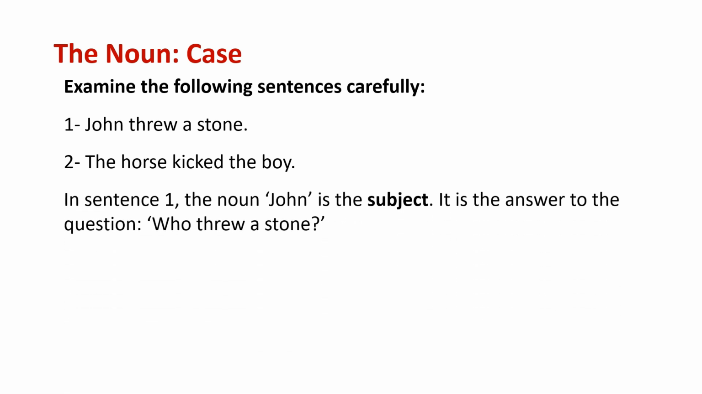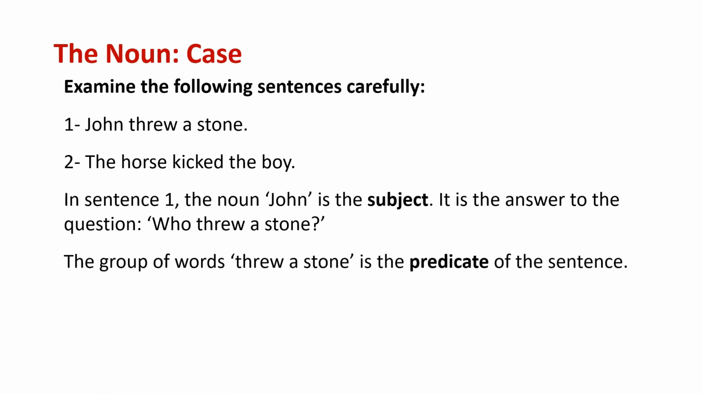Now, you remember what a subject is and what a predicate is. In sentence 1, the noun John is the subject, and it is the answer to the question who threw the stone. John threw a stone. So John is the subject. Now the group of words threw a stone is the predicate of the sentence. The predicate always contains a verb. Here the predicate contains the verb threw.